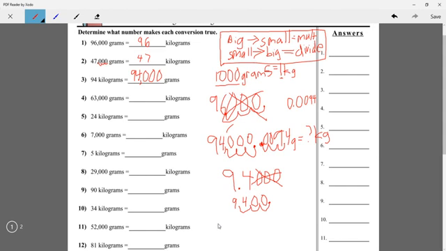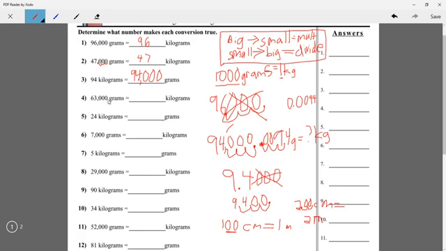Now, if we're talking about centimeters, 100 centimeters equals 1 meter, then we would be moving the decimal place only twice, right? So 200 centimeters equals how many meters? It would be going from a smaller to a bigger unit, so we're going to divide by 100, and we're just moving the decimal place 2 times, and it would equal 2 meters. Okay?